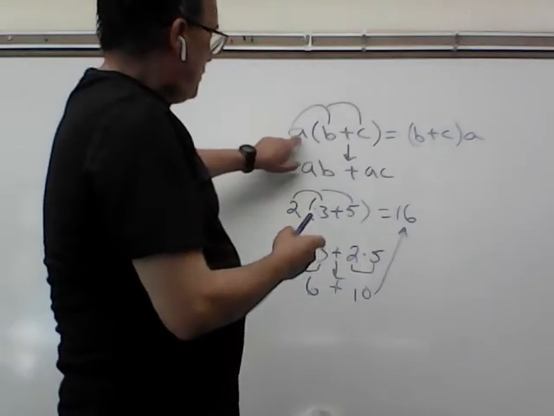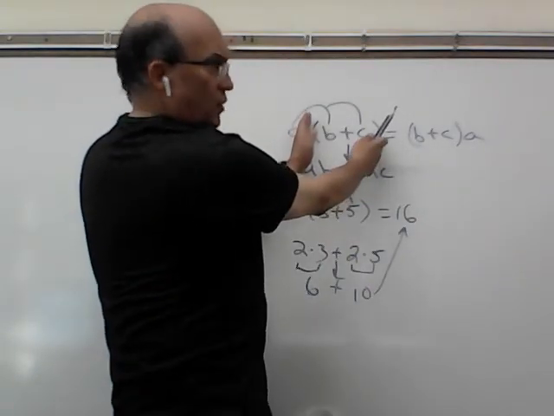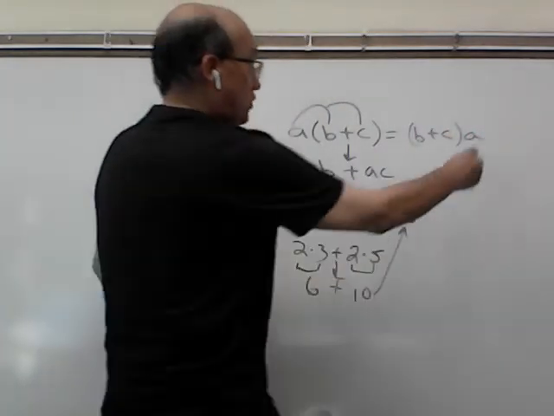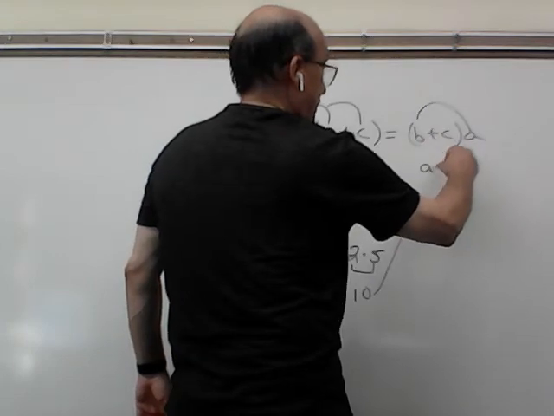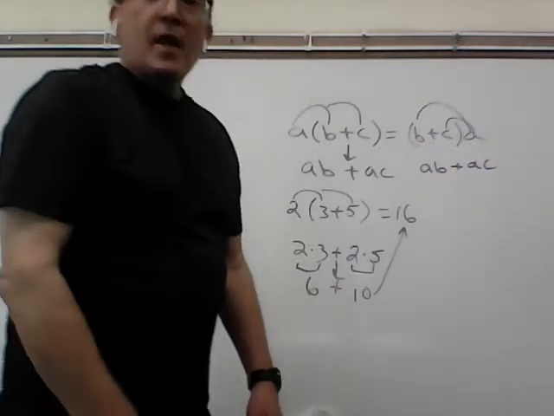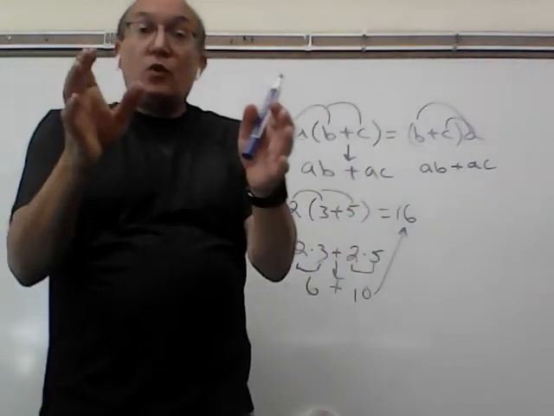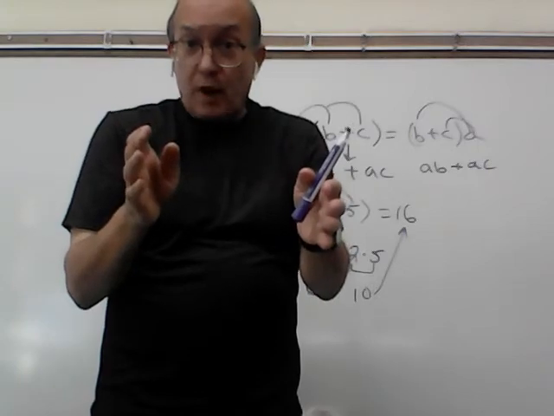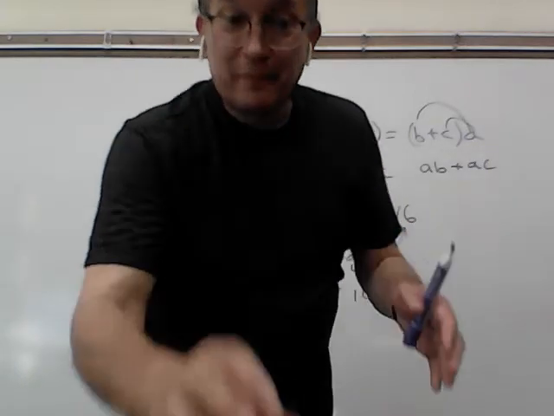Now, multiplication is commutative. So this says A times the parentheses. The parentheses times A has to be the same thing. So we can distribute from the right here and write AB plus AC like that. Let's now take some whole numbers and use the distributive property to multiply them.